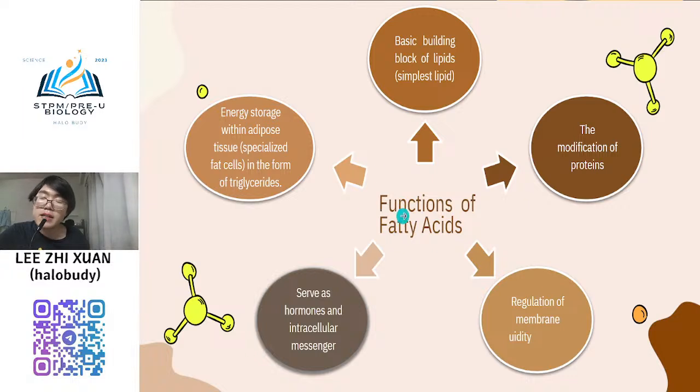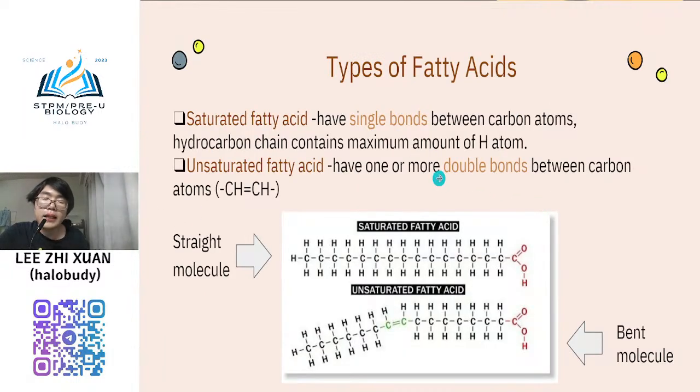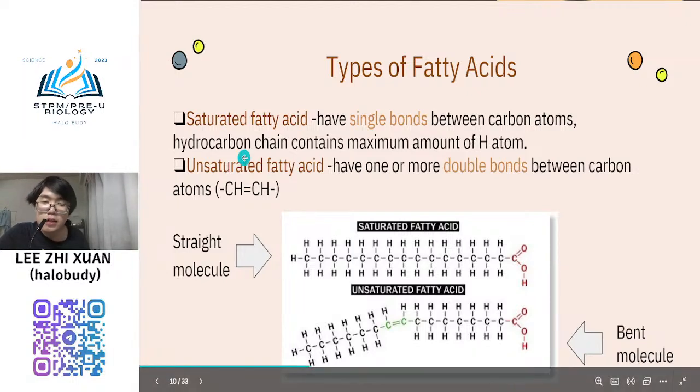And then this one is the function of fatty acid. Okay. So one of the functions is the building block of lipid, modification of protein, regulation of membrane integrity, serving as hormone and also intracellular message, and the final one is energy storage. And then as you know, there are two types of fatty acid: saturated fatty acid and also unsaturated fatty acid. So the key difference is the double bond.